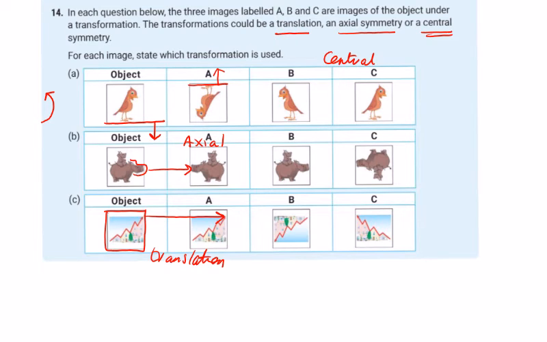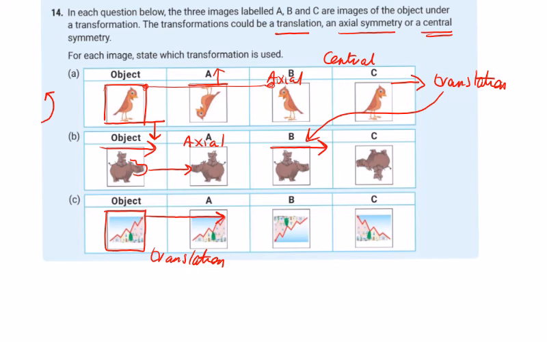Back up to the bird. So between this guy and B, the same as part A for the second one. This is axial. He just has gone through the x-axis from here to there, if we imagine that. And sticking with C, this guy here has just moved in the same direction. So translation for C. B, this guy has just moved from here to here, translation for B. So this one's a translation.